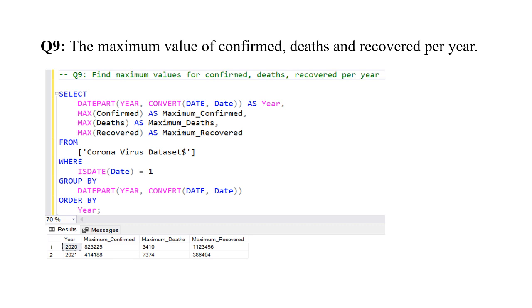And the maximum value for the confirmed cases, the deaths and recovered per year is as shown below. For the year 2020, I have 823,225 for the maximum confirmed cases, and I have 414,188 for the maximum confirmed cases in 2021.